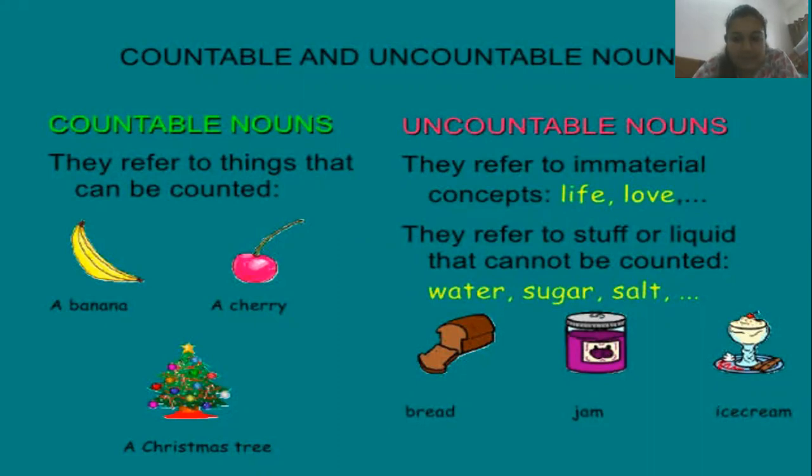Now as the name suggests, we all know that countable nouns are such kind of nouns which can be counted in number, जिनको हम count कर सकते हैं. It refers to those things which we can count in number, as you can see in the examples given here: a banana, a cherry, a Christmas tree, pencil, table, etc. All these things can be counted.